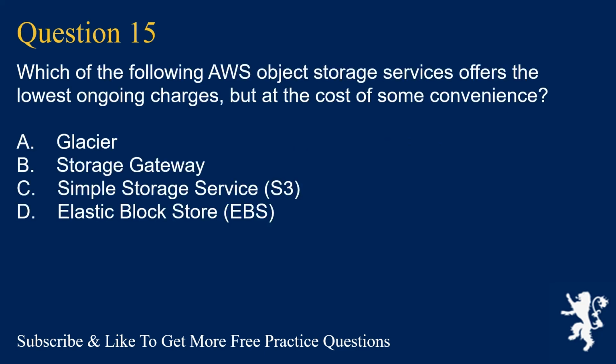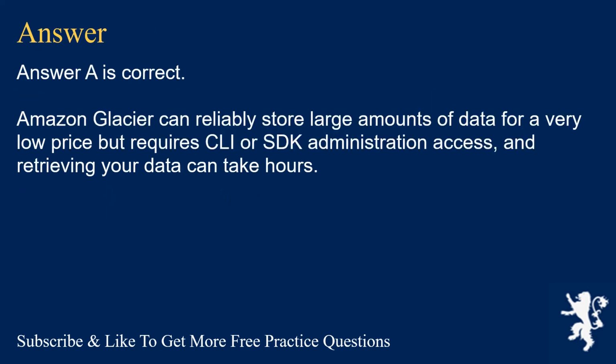Question 15. Which of the following AWS object storage services offers the lowest ongoing charges, but at the cost of some convenience? A. Glacier. B. Storage Gateway. C. Simple Storage Service, S3. D. Elastic Block Store, EBS. Answer A is correct. Amazon Glacier can reliably store large amounts of data for a very low price but requires CLI or SDK administration access, and retrieving your data can take hours.